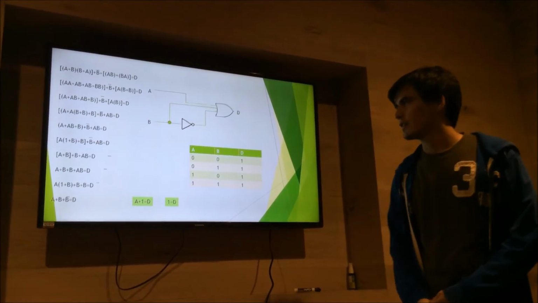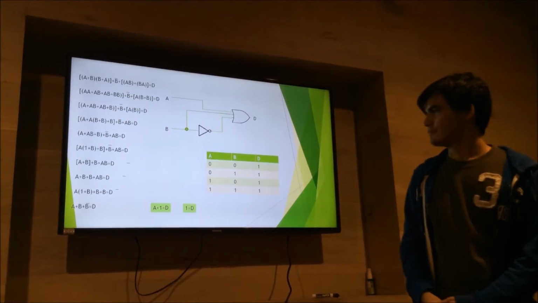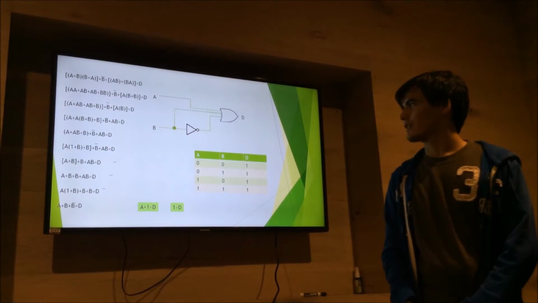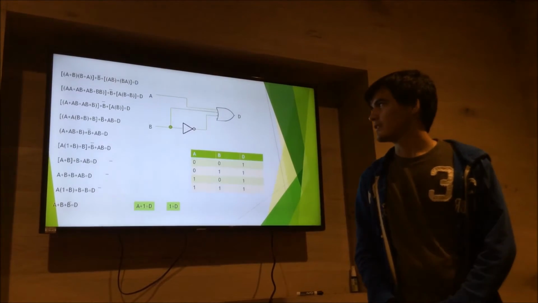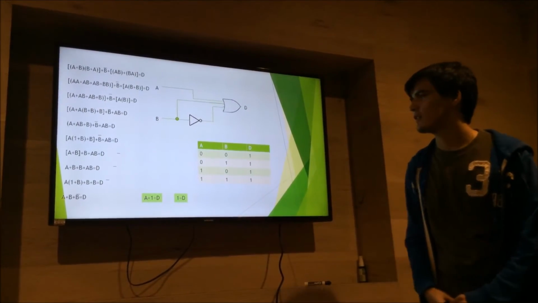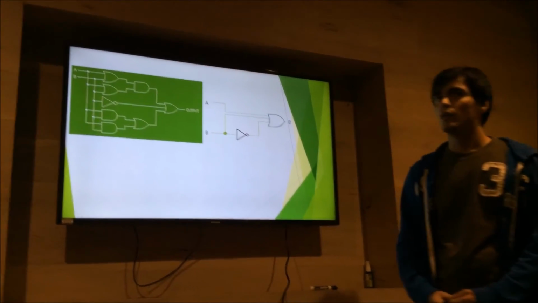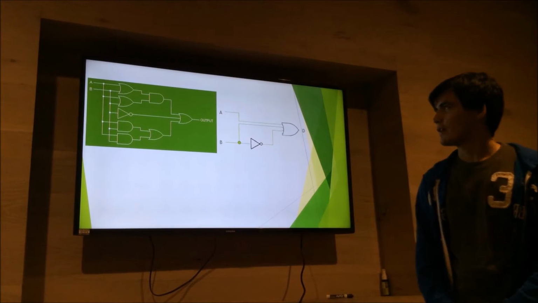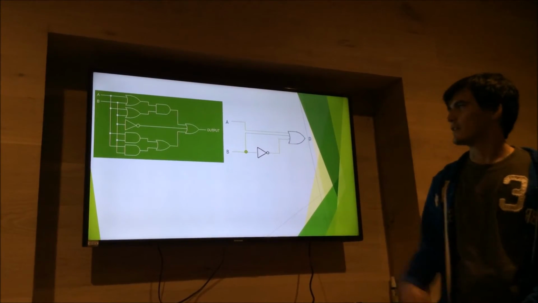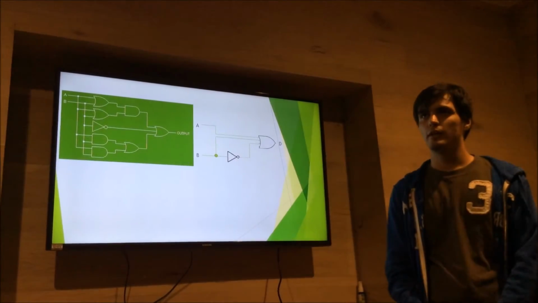Following the steps, we can get to the result that is A plus B denied, and replacing them for the numbers, we have here the truth table of the whole circuit. With Boolean algebra, we can simplify this big circuit with this small circuit, and that is why it helps us.